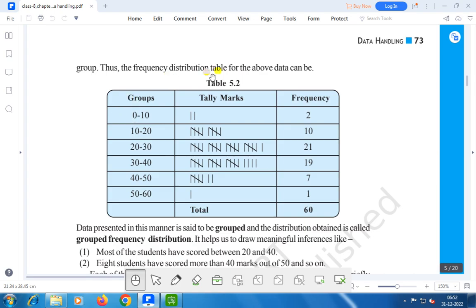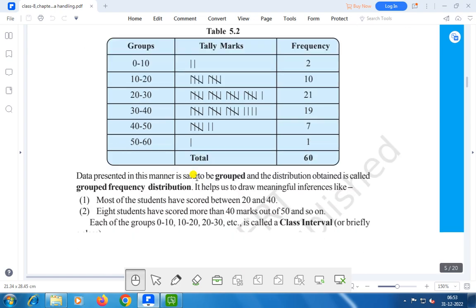Thus, the frequency distribution table for the above data can be made with groups 0 to 10, 10 to 20, 20 to 30, 30 to 40, 40 to 50, 50 to 60. This is the tally marks distribution. For 0 to 10 the frequency is 2, 10 to 20 is 10, 20 to 30 is 21, 30 to 40 is 19, 40 to 50 is 7, 50 to 60 is 1. The total frequency is 60.